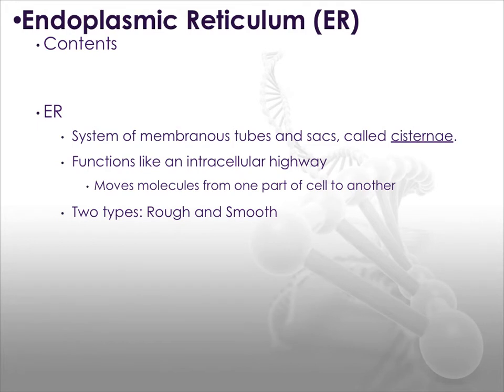Okay, the endoplasmic reticulum. It's a system of membranous tubes and sacs called cisternae. It functions like an intracellular highway. So this is kind of the getting stuff to where it needs to go. It moves molecules from one part of the cell to another. So it's kind of like the shipping department. Okay, it moves stuff around. It's made out of membranes. So yes, once again, you guessed it. This is made out of phospholipids. Okay, so that's what it's made out of. Structure and function, it moves stuff around. It's the shipping department. There's rough and smooth types of endoplasmic reticulum.